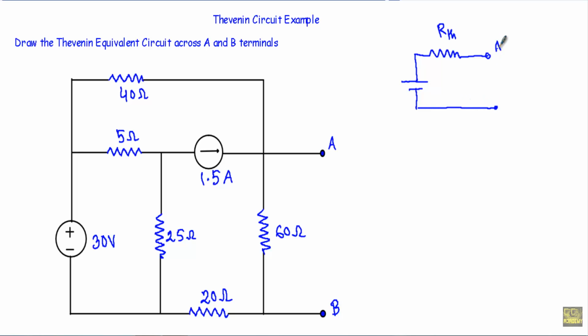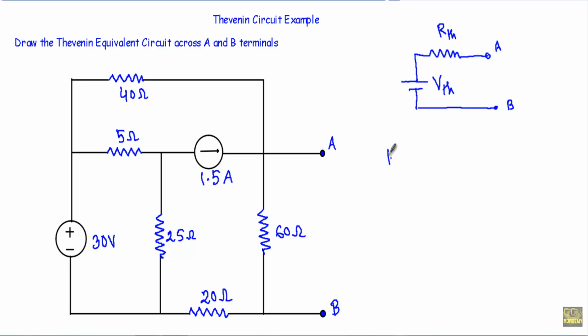Let's say this is our A terminal and this is our B terminal. Previously, between this A and B terminal, we have a very big circuit. If I can replace that circuit with a voltage source of VTH and RTH, that circuit will be our Thevenin equivalent circuit. Now in this circuit, we have to draw the Thevenin equivalent circuit across this A and B terminal.